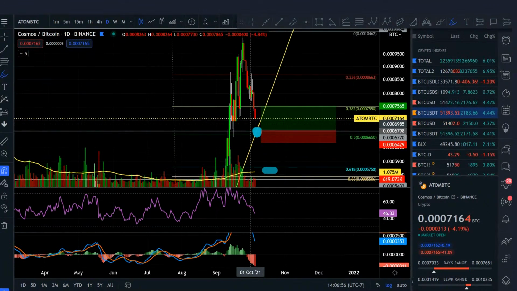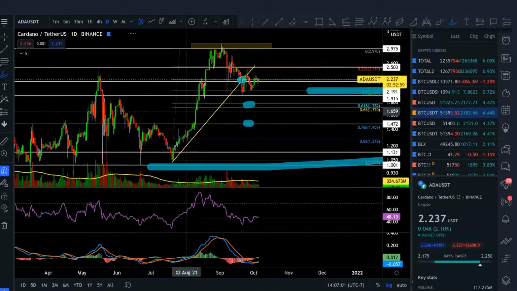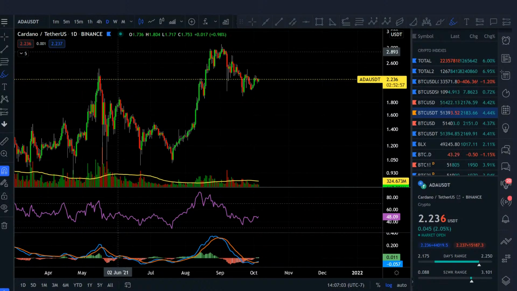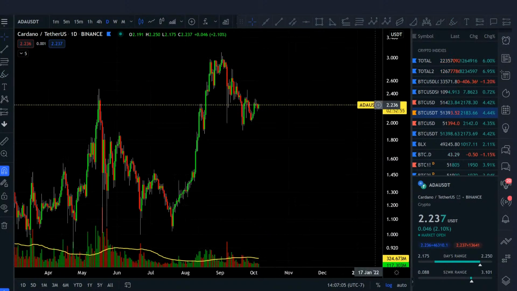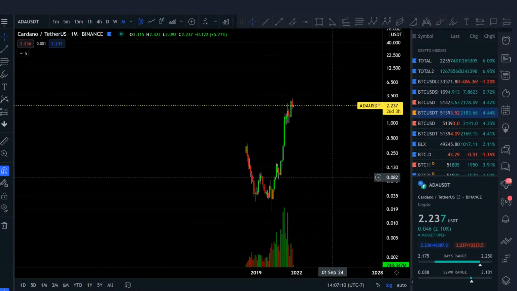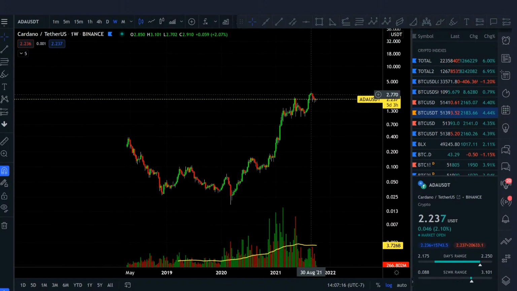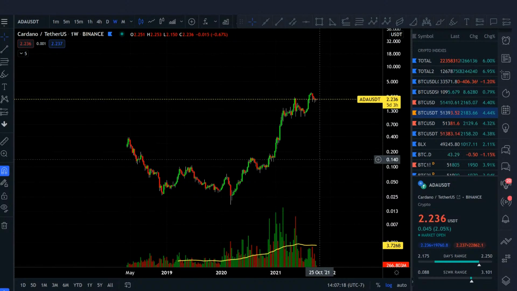Okay, next, Cardano, 4 hours, H4. All right, so I'm going to erase all that from last time. Just really quick, I want us to understand the big picture. Monthly, we did start some monthly consolidation last month. Weekly, we did start some of that weekly consolidation.